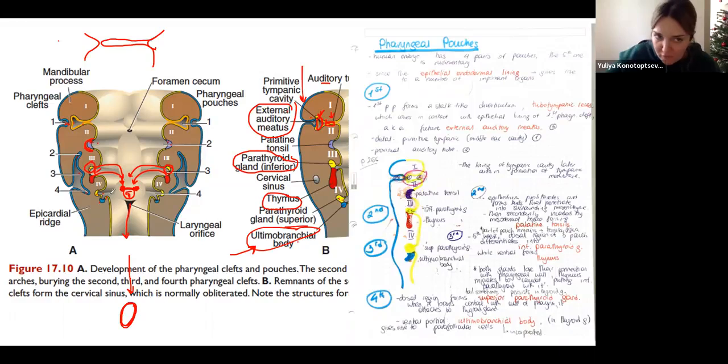At the level of the fourth pharyngeal pouch, the two inferior parathyroid glands detach and attach to the inferior surface of the ultimobranchial body. The thymus continues to descend down. So is it clear about the inferior parathyroid gland? I'm going to repeat it again.